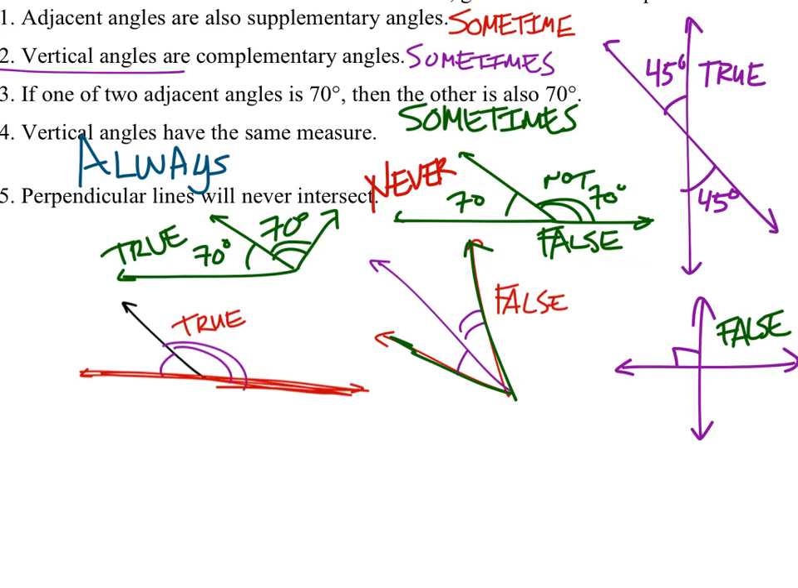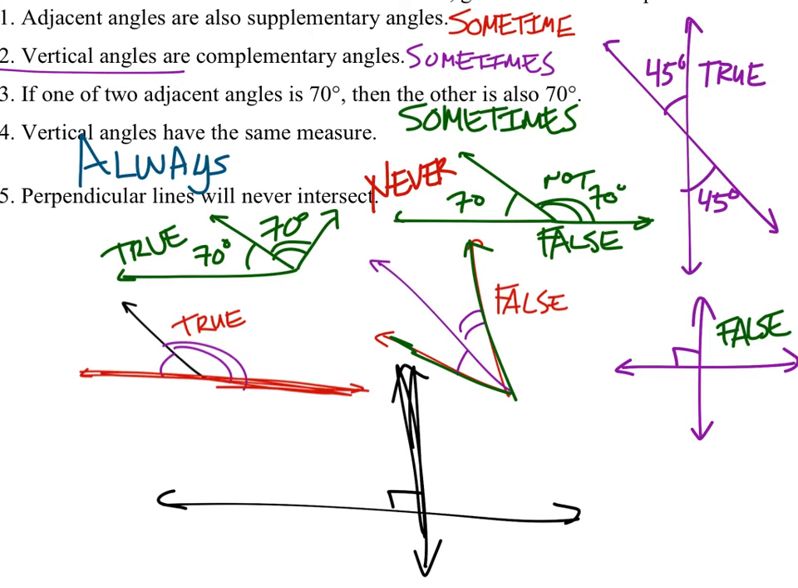So perpendicular lines are lines that are related by 90 degrees. So if I have this line, no matter where I put it, if this one is perpendicular to it, it will have to intersect at some point, which would make it 90 degrees, which is a right angle, which makes the two lines perpendicular. So no, they will always intersect.